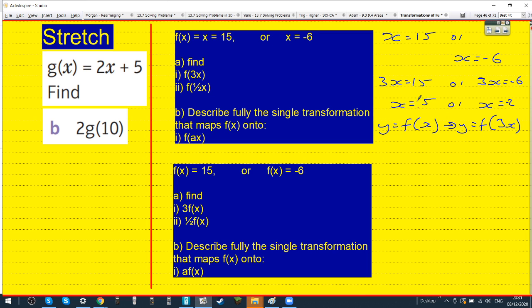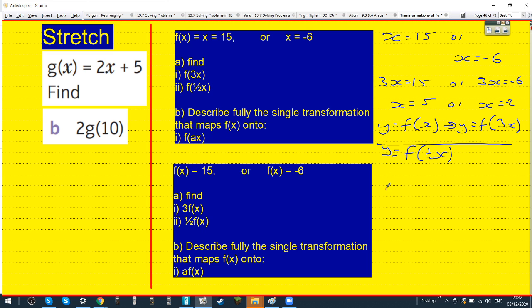Describe that. What does that do to your answers? It multiplies it by 3. Sure doesn't. Oh, it divides it by 3. Yes, it's like times a third, or divide by 3, because I had to bring it to the other side. Let's say times a third. Okay. Let us now do y equals f of a half x.